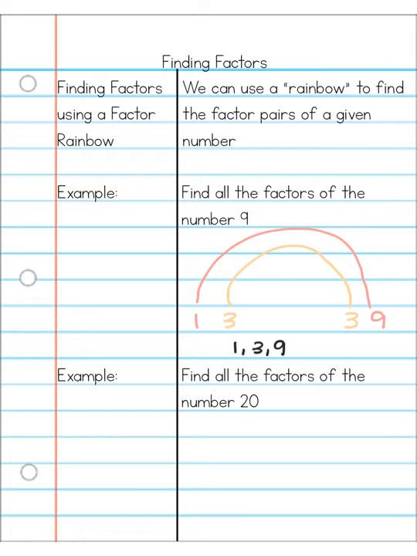When we find the factors of the number 20 using the rainbow, we start with 1 and 20. And we know that all of our other factors are going to have to be between 1 and 20. 20 is even, so I know it can be divided by 2. And I know that to get 20, I would have to multiply 2 times 10.